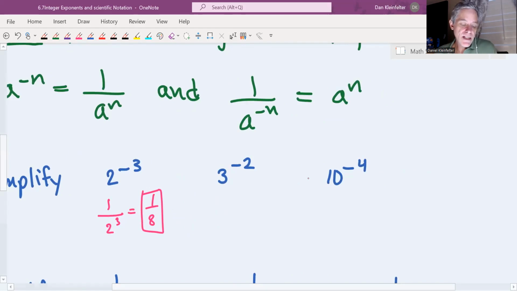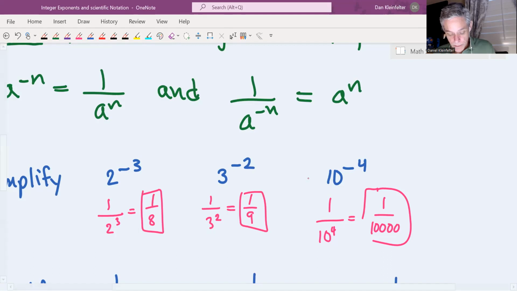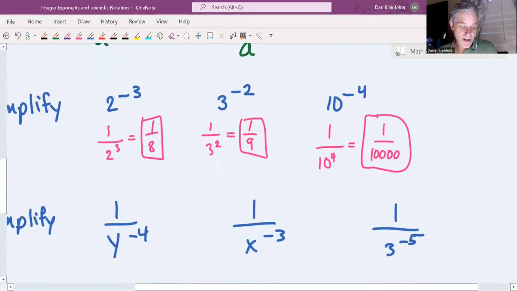Okay, 3 raised to the minus 2 power will be 1 over 3 raised to the 2nd power, and that's 1/9. 10 raised to the minus 4 power is 1 over 10 raised to the positive 4 power, and that is 1 over 10,000.